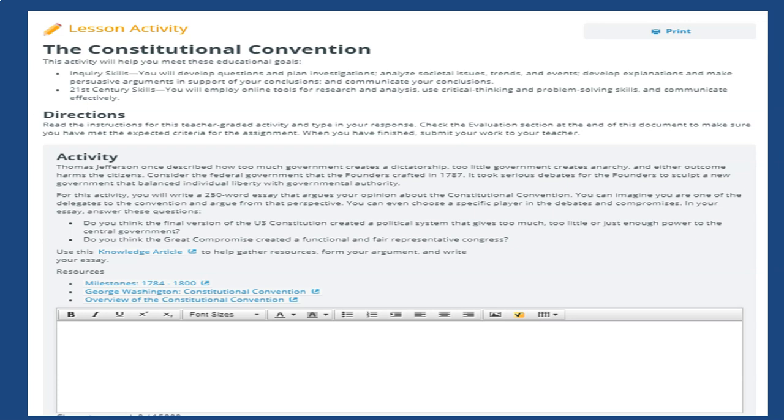Do you think that the final version of the U.S. Constitution created a political system that gives too much, too little, or just enough power to the central government? Do you think the Great Compromise created a functional and fair representative Congress? Please make sure you provide at least 3 paragraphs answering these questions.